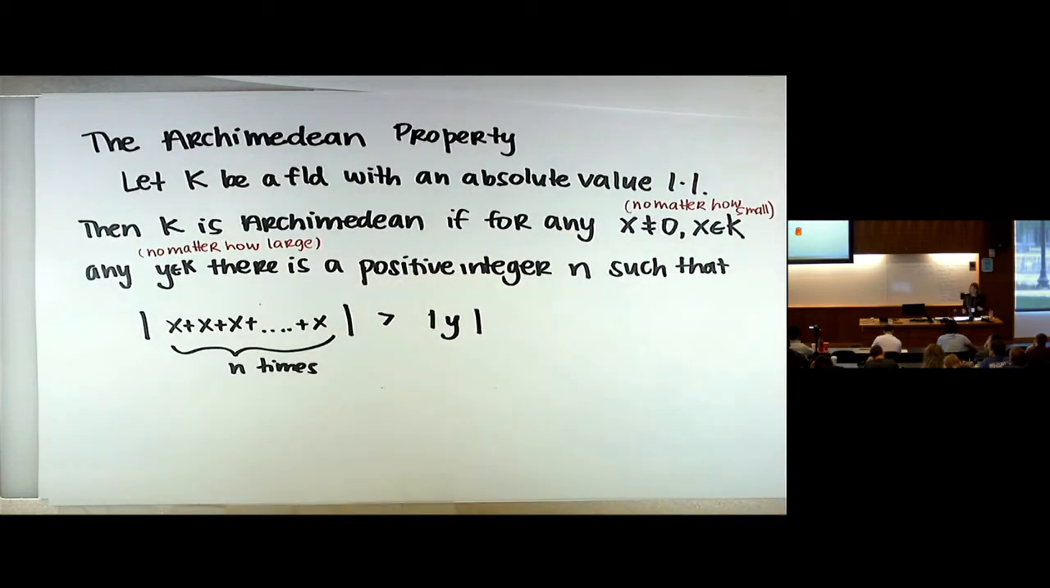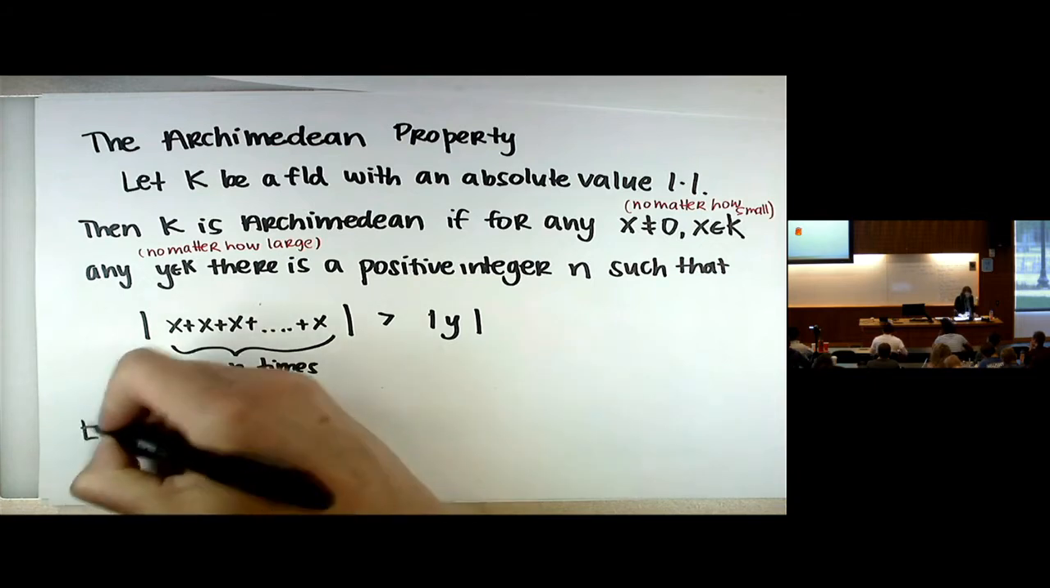So even if I take some tiny, tiny little x and a really, really big y, I can just take my tiny little x and add it to itself maybe 1,000,000 times, maybe 10 million times, I don't care, but I can add it to itself enough times to get bigger than y. So the way you can think about it is there's no x that's infinitely small, right? That would have to add to itself infinitely many times, which I can't do. Or there's no y that's infinitely large, so too big to be overtaken by an x.